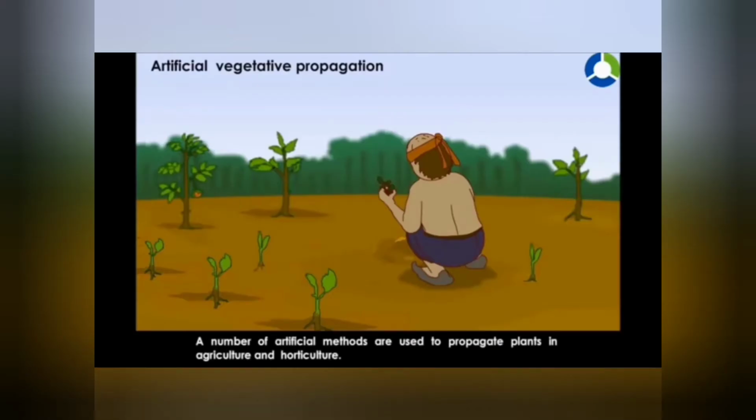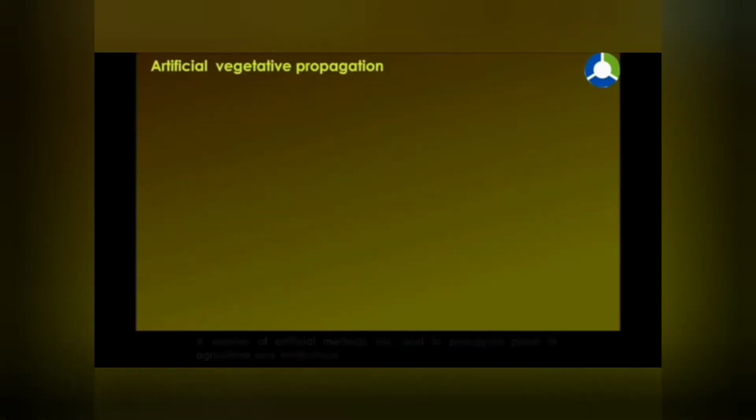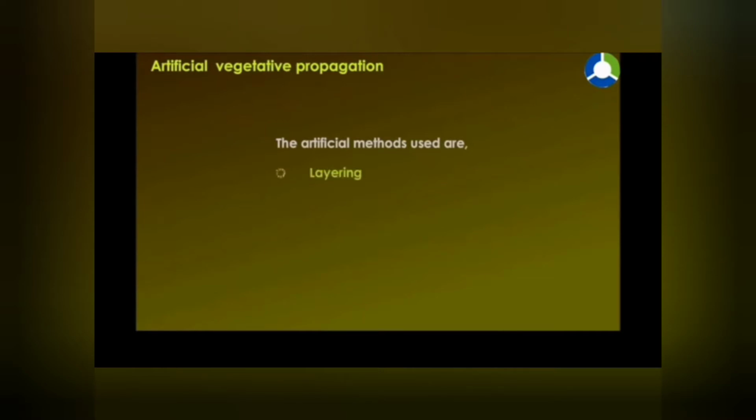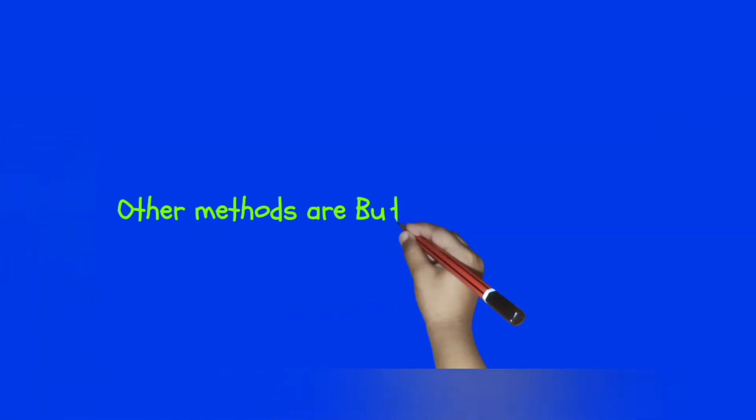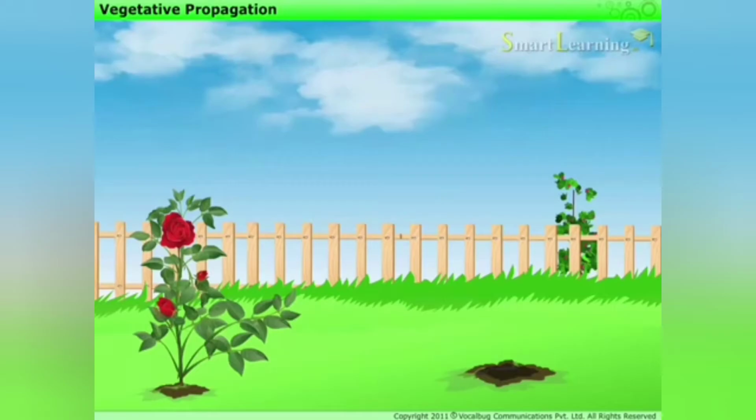A number of artificial methods are used to propagate plants in agriculture and horticulture. Some of these methods are layering, cutting, grafting. Other methods are budding, marcotting, etc.